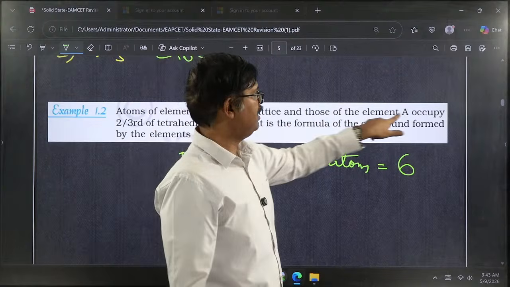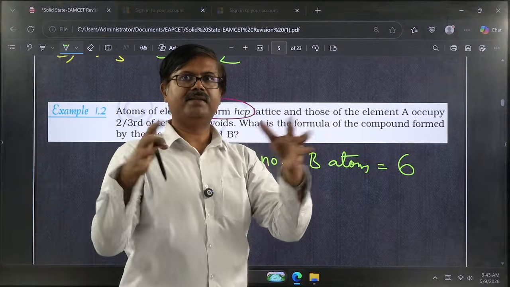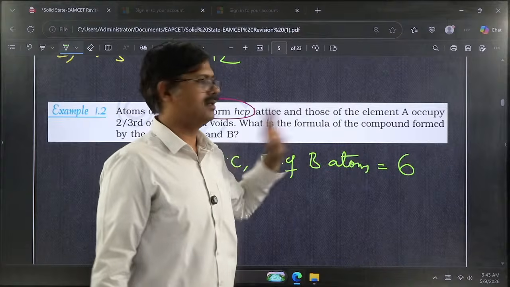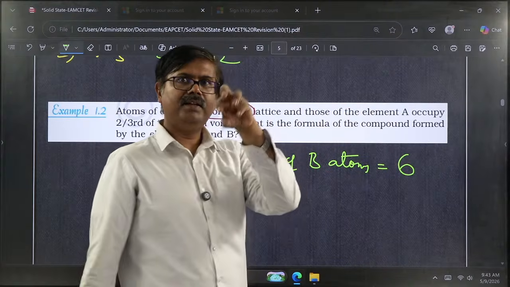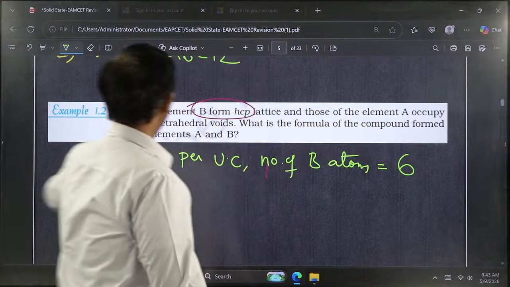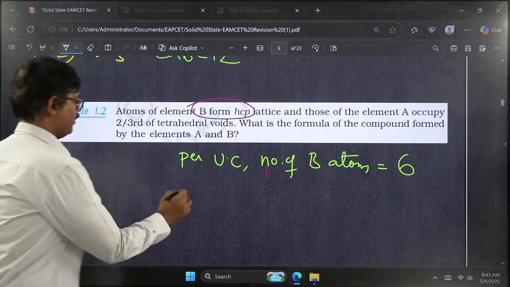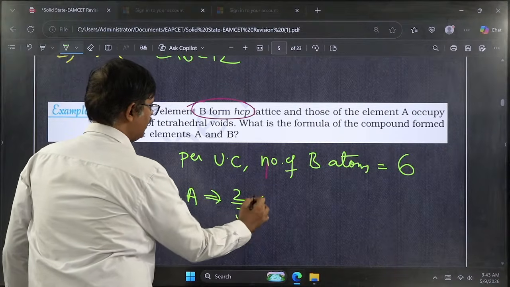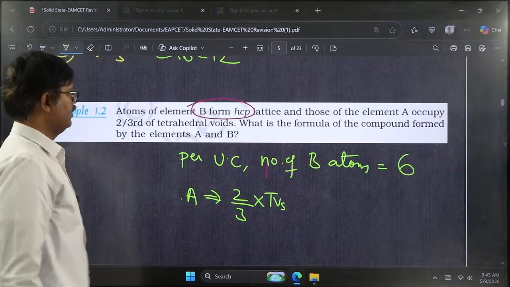B is making the actual building, the actual lattice. In that lattice, per unit cell has how many B's? 6. Now, there are empty spaces in this building. In these empty spaces, what is occupied? A occupies 2/3 of tetrahedral voids. Okay. So, A is occupying 2/3 of the number of tetrahedral voids. I am calling tetrahedral voids TVs.